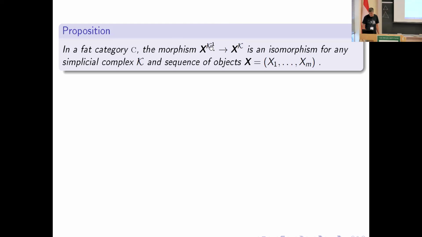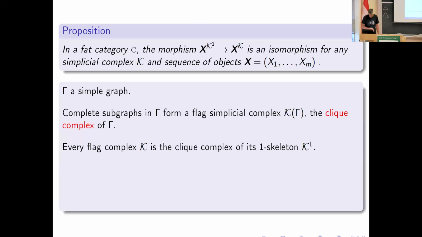So this K1 denotes the one skeleton. Whenever you have this morphism, it is an isomorphism for any simplicial complex and any sequence of objects in a fat category. That leads to the following terminology. If you have a simple graph without loops or double edges, then you can form a simplicial complex out of your graph. It's called the clique complex or the flag complex of your graph, whose simplices are complete subgraphs, cliques. Of course, the clique complex is not the same as a graph, but there is a one-to-one correspondence between them. Every graph gives you a clique complex, which is a flag complex, and every flag complex is the clique complex of its one skeleton.